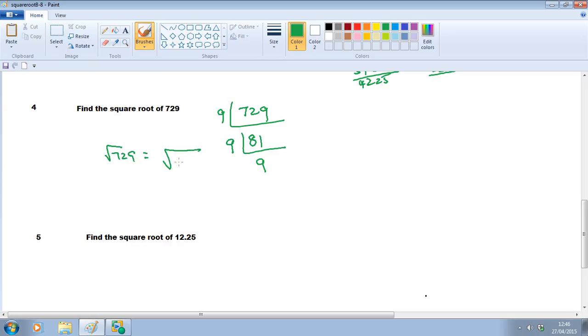So what is the root of 729? Equal to root of 9 multiplied by 9 squared. So everything should be a square, so that if we take the root it will become a single number. Root of 9 square is 9, and root of 9 is 3. 9 multiplied by 3 equals 27. The answer is 27.